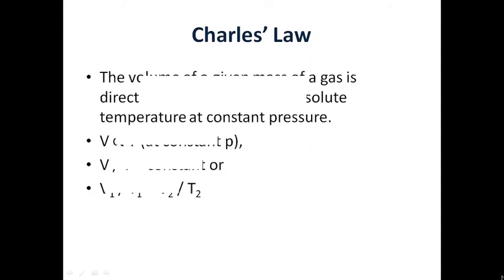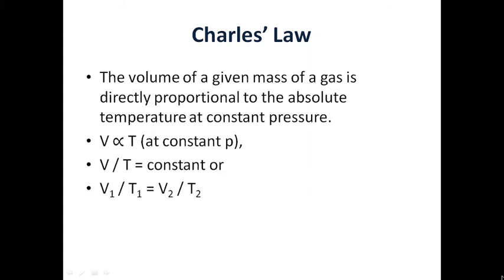Now the second law is Charles' law, and in this law we have constant pressure. Just like in Boyle's law we have constant temperature, here we have constant pressure. The statement of this law is the volume of a given mass of a gas is directly proportional to the absolute temperature at constant pressure. That means if we increase the temperature, volume will also increase, and with the decrease of temperature, volume will also decrease.